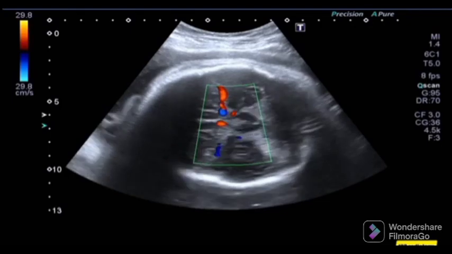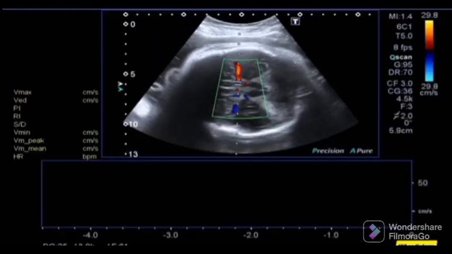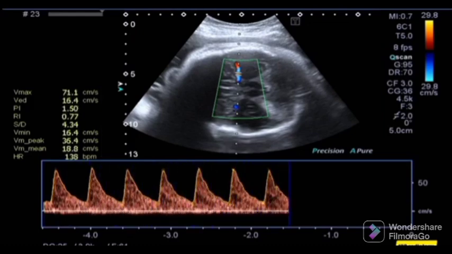Activate color Doppler to visualize the middle cerebral artery. Position a small sample volume 2 mm beyond the MCA origin. Optimize the spectral Doppler to get a large waveform.